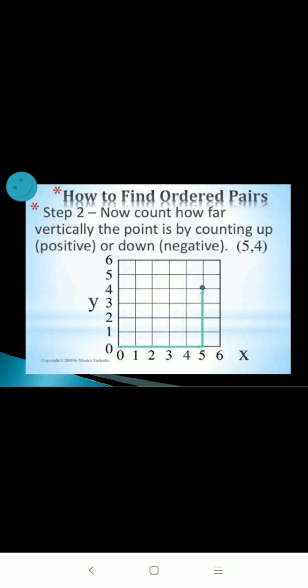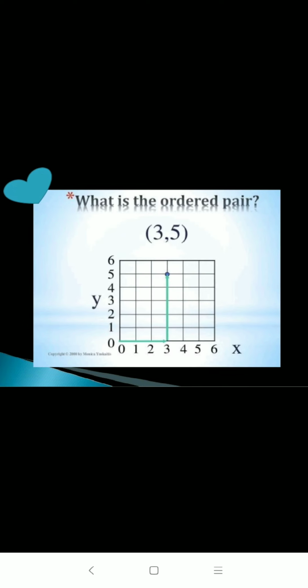So now you can count easily. The point mentioned in the next graph is 3, 5. That is 3 for the x-axis and 5 for the y-axis.